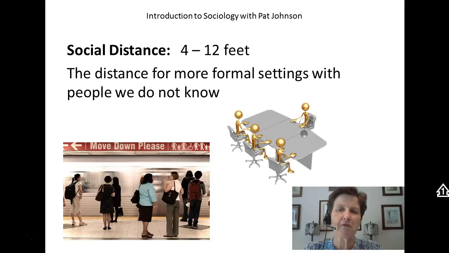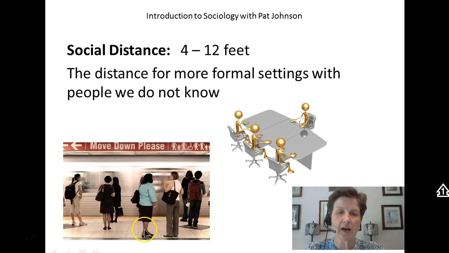Social distance is about 4 to 12 feet. This is a distance for more formal settings with people we don't know. So when I teach a class, I always notice how students come into the classroom and seat themselves the first day of class. They'll usually try to keep as much distance from themselves as they possibly can and not sit at the two-person desks until at least one person is at all the desks.